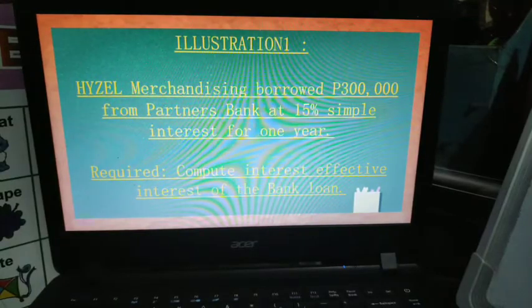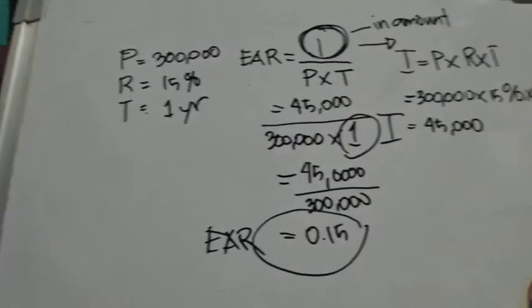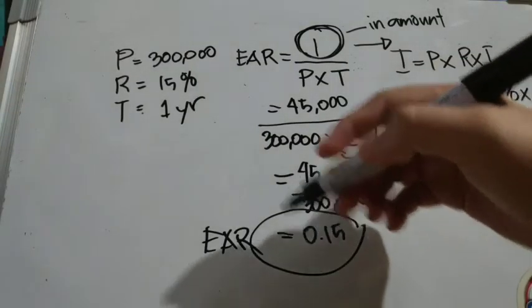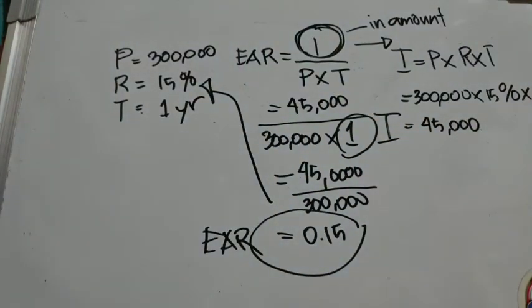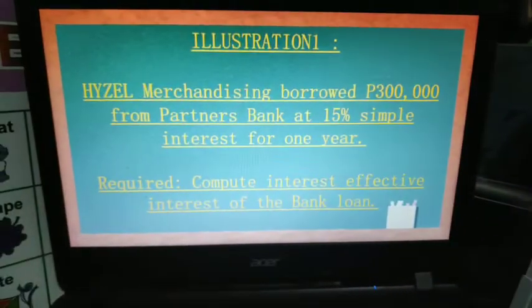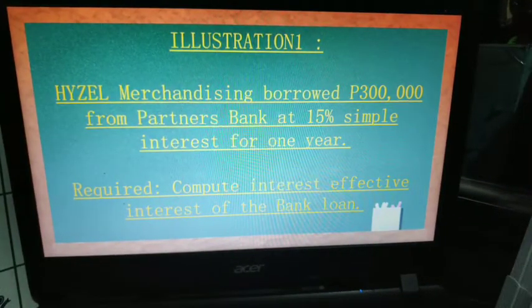For illustration number 1, the effective annual interest rate is equal to the rate given by the problem, because as stated a while ago in our discussion, when the loan is 1 year in term, the nominal interest rate and the effective annual interest rate are equal. So those are the computations for illustration number 1.